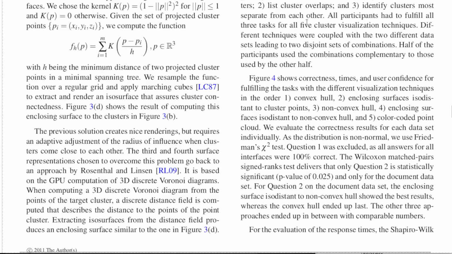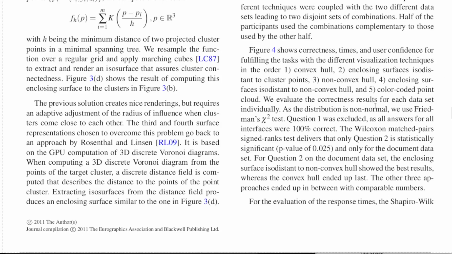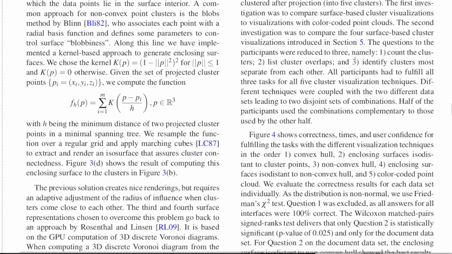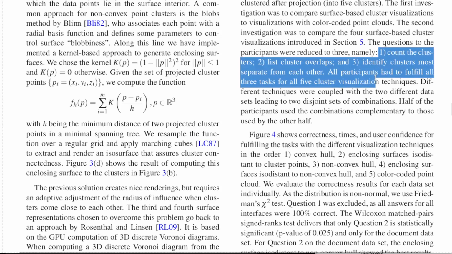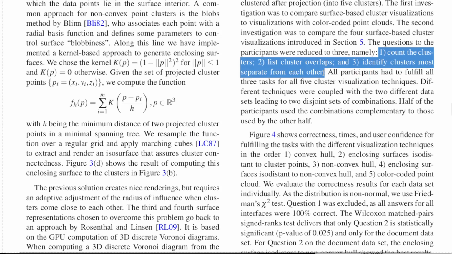The questions to the participants were reduced to 3, namely, 1. Count the clusters, 2. List cluster overlaps, and 3. Identify clusters most separate from each other. All participants had to fulfill all 3 tasks for all 5 cluster visualization techniques. Different techniques were coupled with the 2 different datasets, leading to 2 disjoint sets of combinations. Half of the participants used the combinations complementary to those used by the other half.